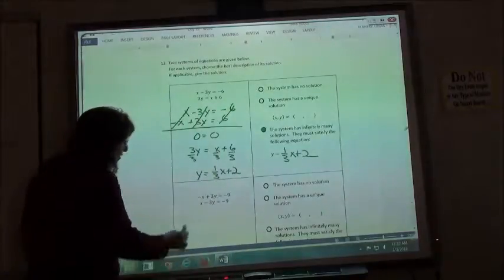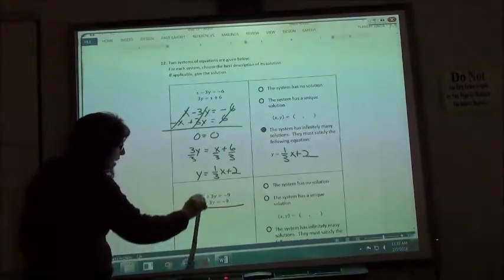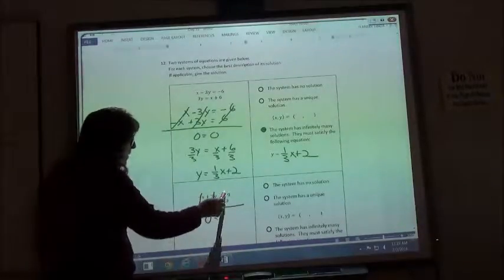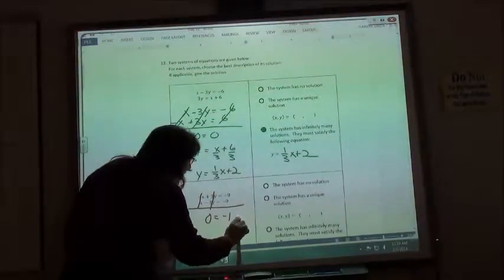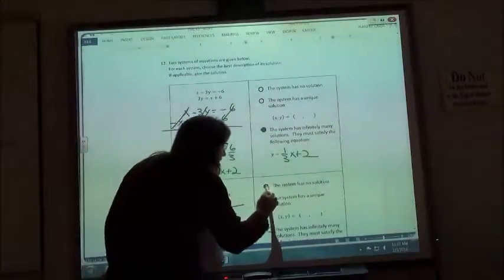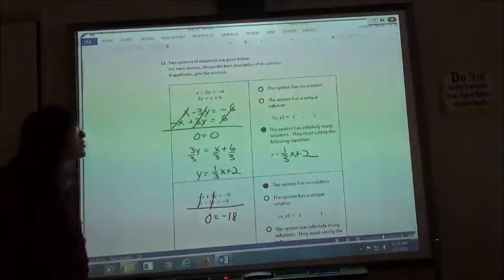For the bottom equations, if I add those together, the x's cancel out and the y's cancel out, so I get 0. Negative 9 plus negative 9 is negative 18. 0 is never going to equal negative 18, so this one is going to be one of those where you get no solution.